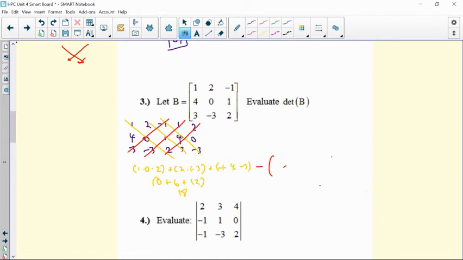So 2 times 4 times 2 is 16, plus 1 times 1 times negative 3, so negative 3, plus negative 1 times 0 times 3, which is 0. So 16 plus a negative 3 is 13. So I'm subtracting 13, which is equal to 5. So again, for 3 by 3, you create 3 basically diagonals, and then you subtract the diagonals that way. And that's the process for 3 by 3.